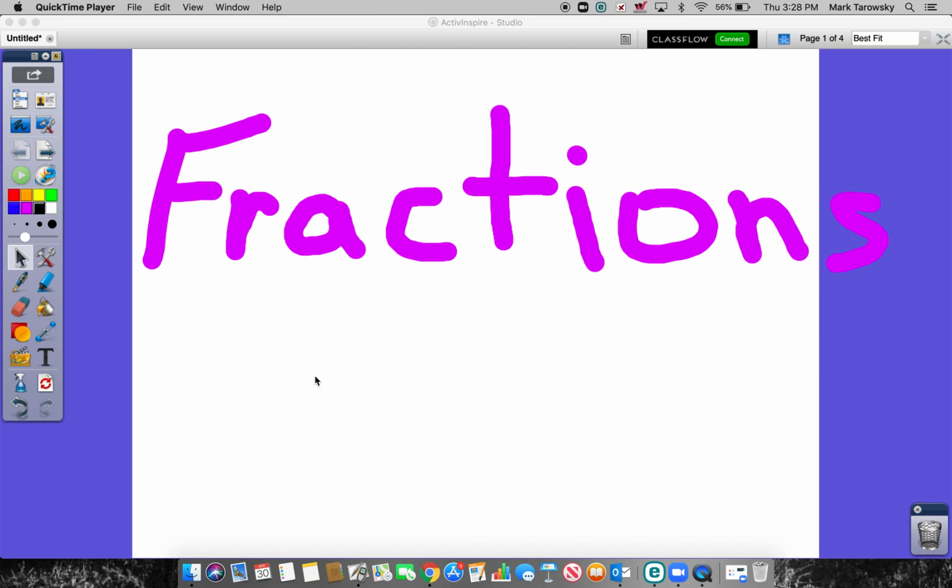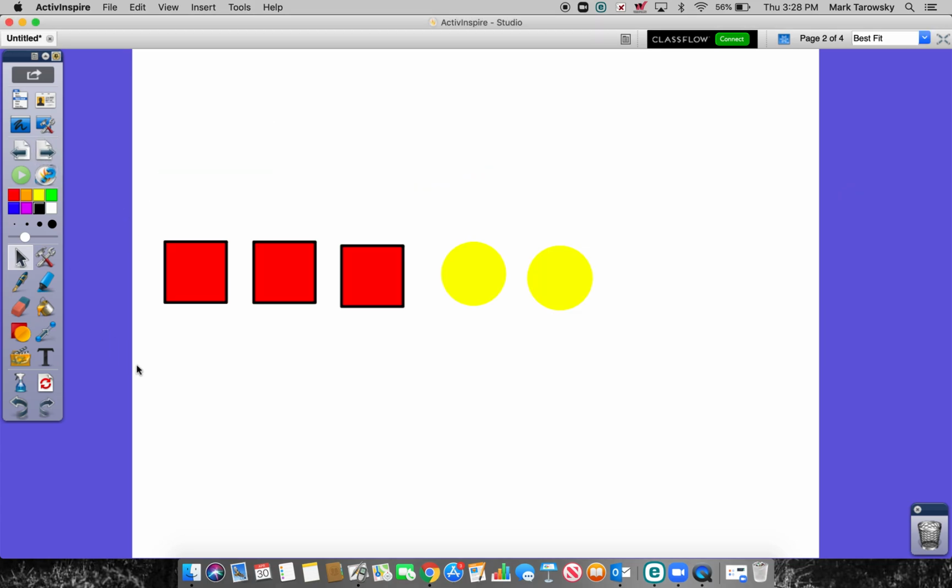Today we are going to be doing a quick review on fractions. Now, I know a lot of the work you've done up to this point has been looking at shapes that are broken up into different pieces, and we are going to touch on that a little bit, but our initial focus is going to be on looking at parts within a set.